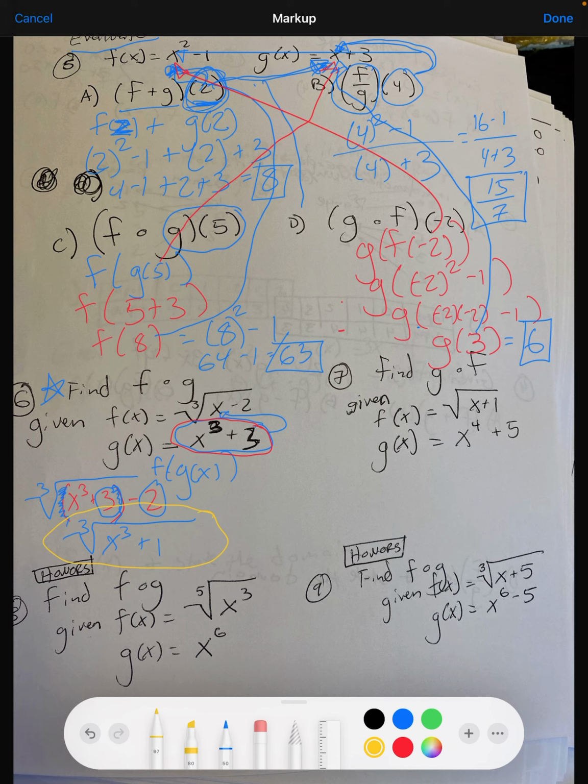For 7, they want us to find g of f, meaning f of x is our input. So I'm going to take f of x, plug that in as our input into g. So g with the input of x plus 1 equals square root of x plus 1 to the 4th plus 5. Now the square root of x plus 1 to the fourth, remember, I talked about this before, you can think of the square root as the same as if it was raised to the 1/2.